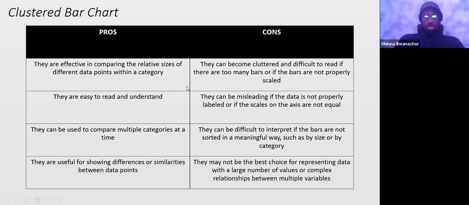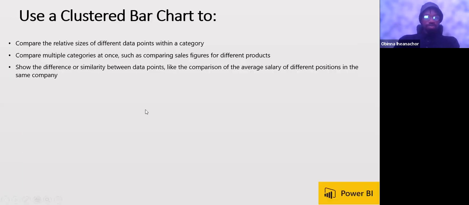And the cons: it can become cluttered and difficult to read if you have too many bars or an improper scale. It can also be misleading if it's improperly labeled or if the scale on the axis are not equal. It can be hard to interpret if the bars are not sorted in a meaningful way, and may not be the best choice for representing data with large values or complex relationships.